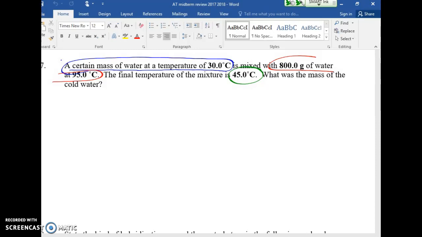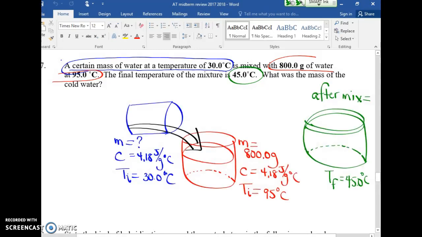Well, a little drawing might help you visualize this. So this is what I was saying. I have this mass of water. I don't know how much I have. I know its specific heat is 4.18 joules per gram. It's water, after all. Its initial temperature is 30. That's why I'm drawing this with the cooler blue color. I'm putting it into here, which has 800 grams of this hot water. Again, same specific heat capacity. And when all is said and done, the temperature of both samples of water have changed to 45.